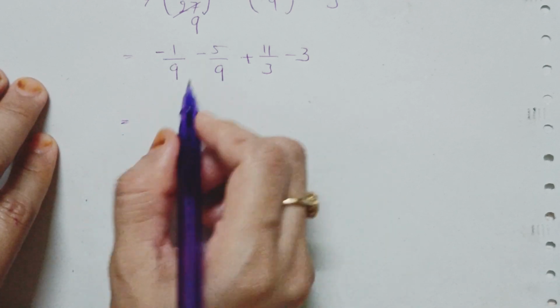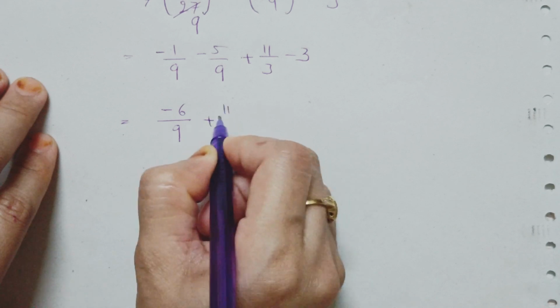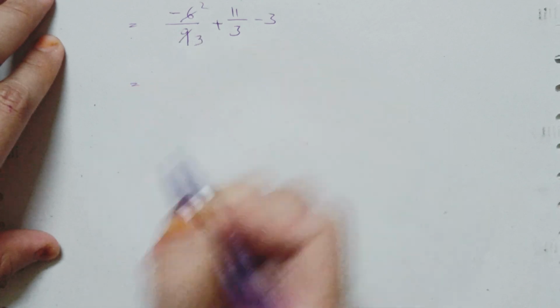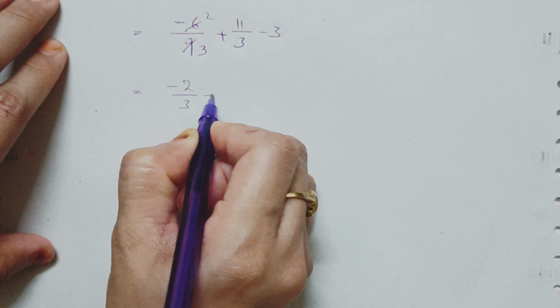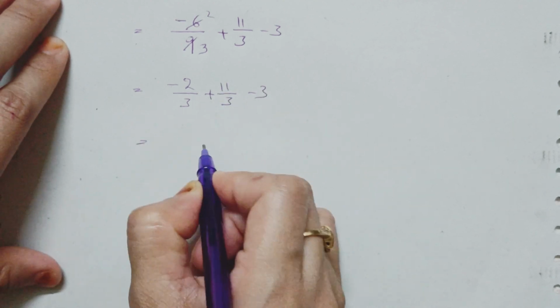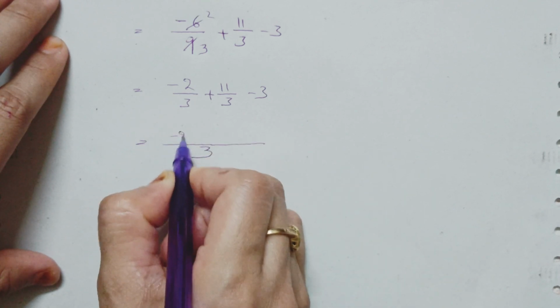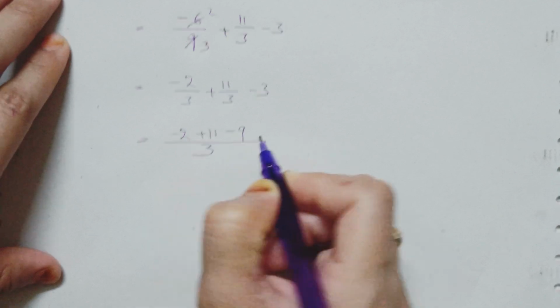So, minus 1 plus minus 5 is minus 6 by 9 plus 11 by 3 minus 3. So, here 3 twos, 3 threes. Okay, so minus 2 by 3 plus 11 by 3 minus 3. Here I am taking 3 as LCM. So minus 2 plus 11, 3 threes minus 9.